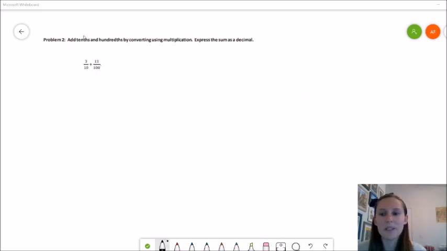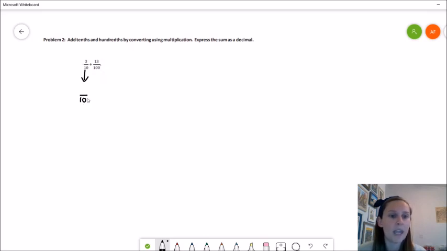Our next problem that we want to do is to add tenths and hundredths by converting using multiplication, which is what we just did. Express the sum as a decimal. So we have fractions right now, but when we find our sum, we will want to rewrite it in decimal form. One of the first things that I should notice right now is that I have the units tenths here and hundredths here. And I can only add my fractions if they have the same denominator, if they are in the same units, which means that my 3/10 here, I need to convert that into my hundredths.